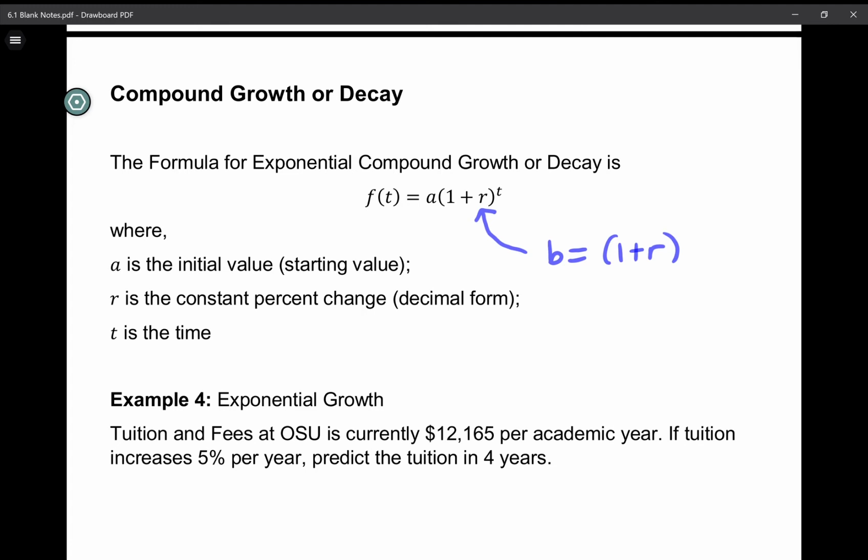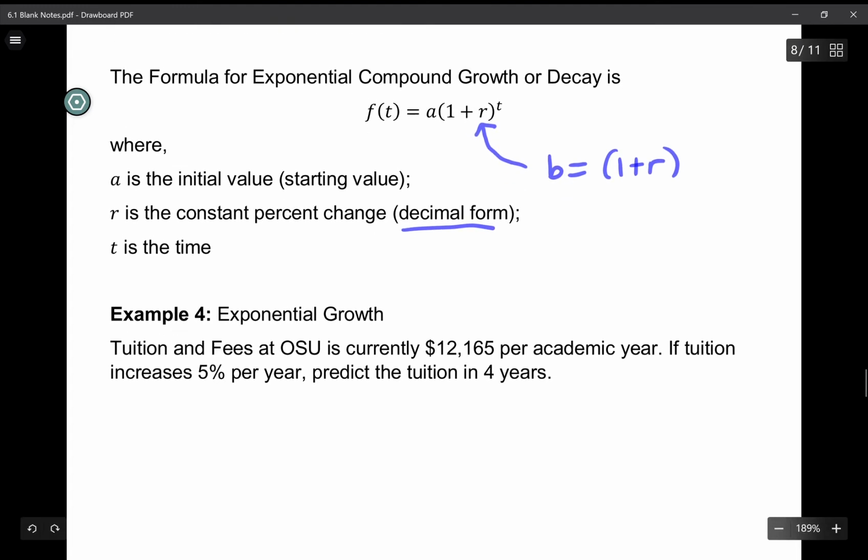All right. So a is still your initial value. r is going to be your constant percent change as a decimal. Okay. And t is your time. So let's use this to solve a story problem.